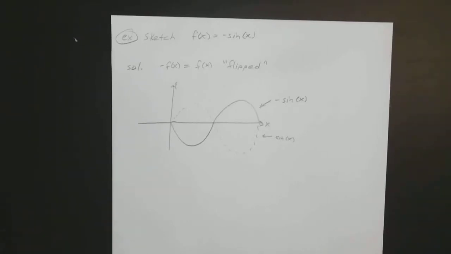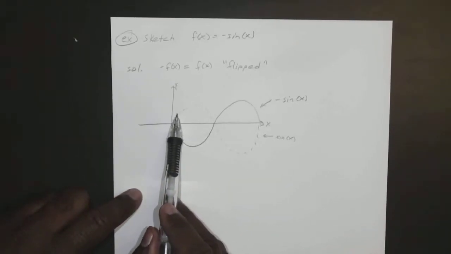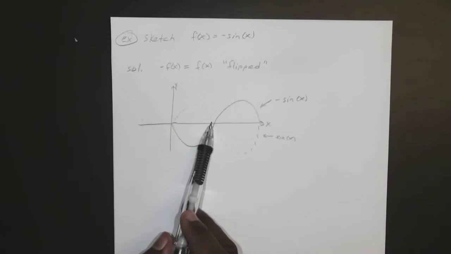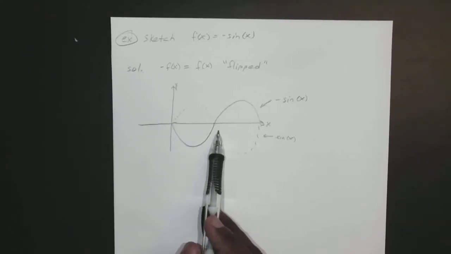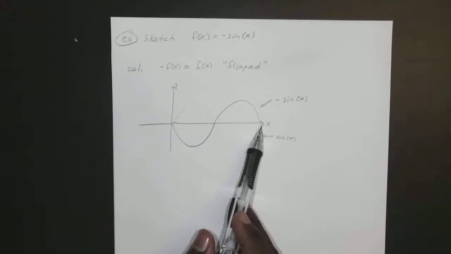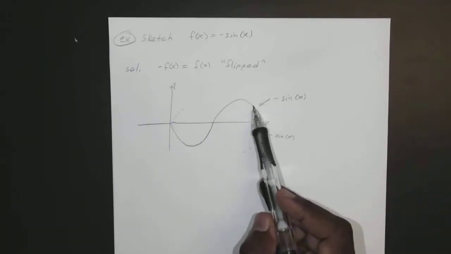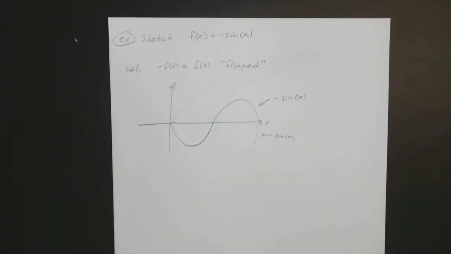Because if you think of it this way, for sine of x, these values are all positive. But once we multiply them all by -1, those same positive values now became negative y values. And these negative y values, as soon as you multiply by -1, they all became positive y values. That's why it's just flipped over the x-axis. Right? Does that make sense? All right. Any questions on that one?